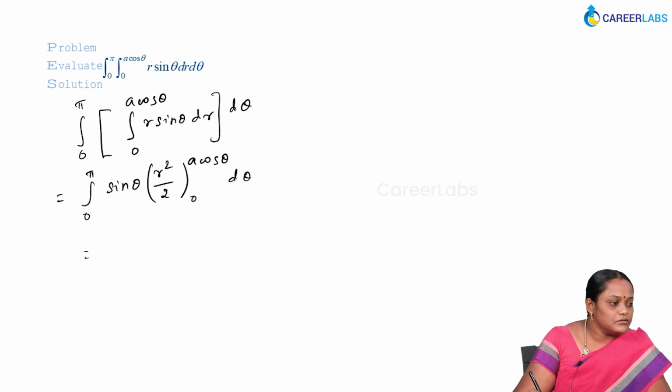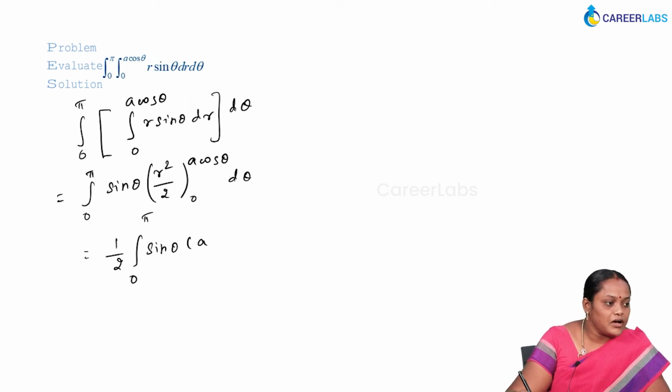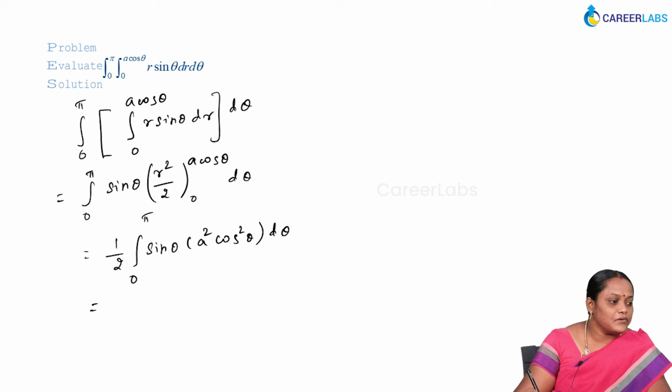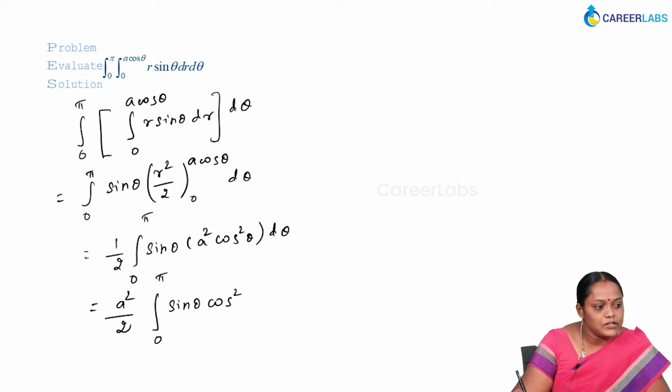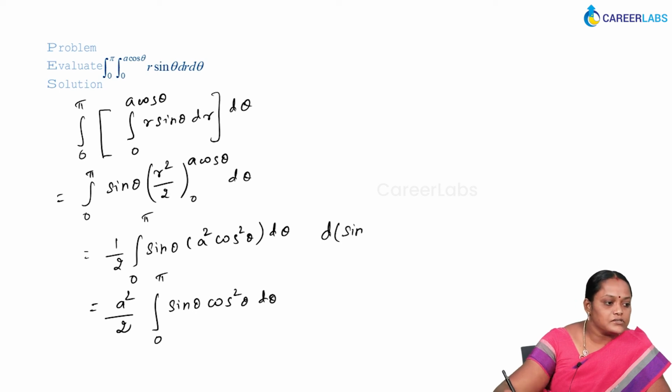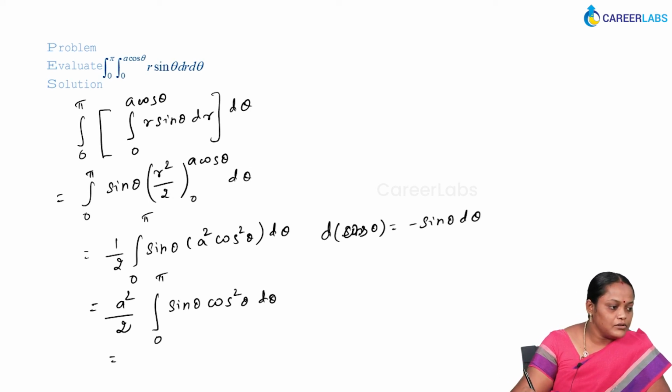So this is equivalent to 1 by 2 times of integral 0 to pi sin theta into, for r it is a cos theta the whole square. So this is a square cos square theta d theta. So let us take a square outside. So this will be a square divided by 2 integral 0 to pi sin theta into cos square theta d theta. So we all know that differentiation of cos theta is equivalent to minus sin theta d theta. So we are just going to introduce a negative sign here.